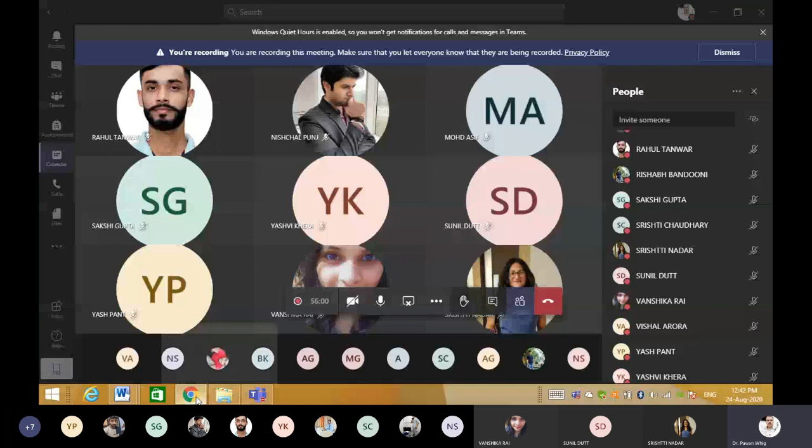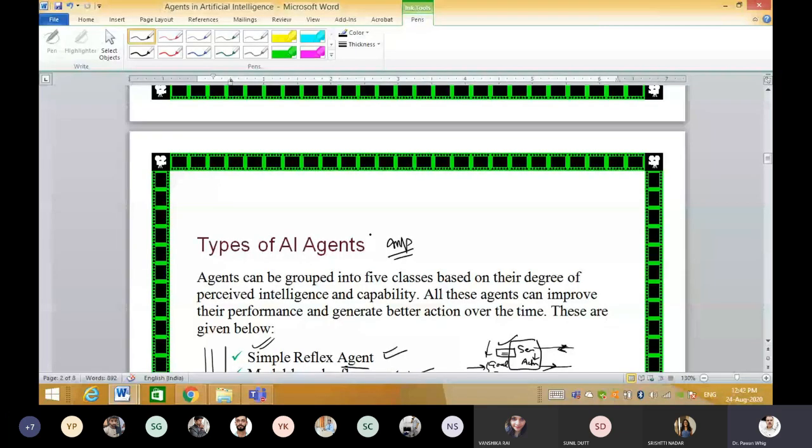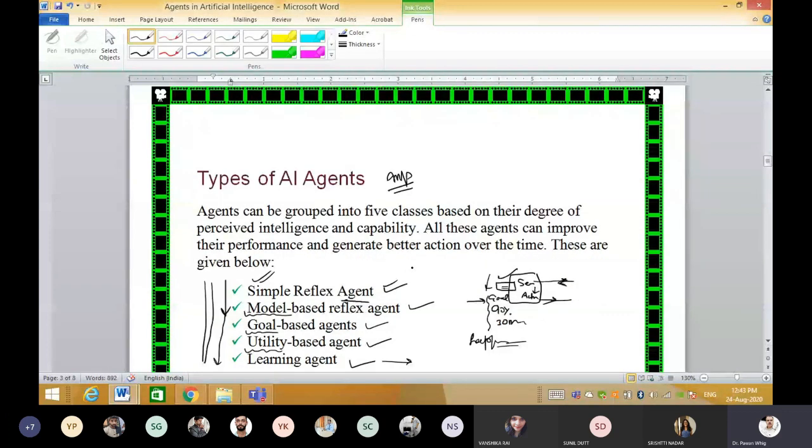Write the question. What are the types of AI agent? What are the different types of AI agent? Explain each of them with suitable examples.